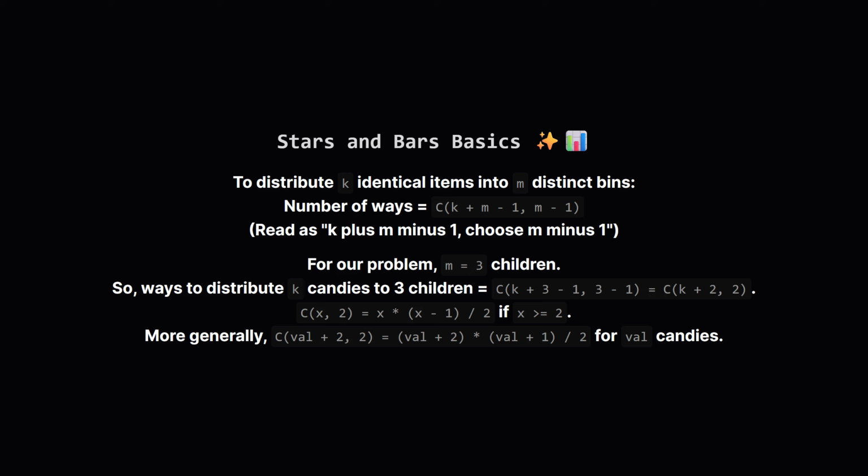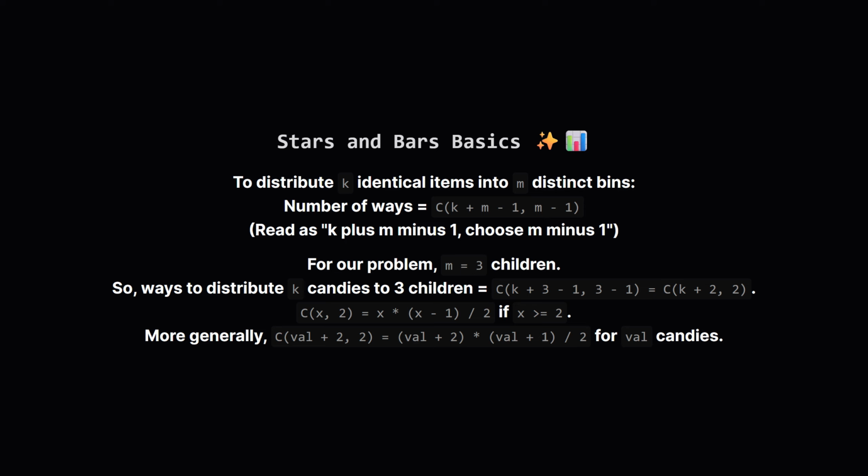To count these ways, especially the no upper limit part, we use a concept from Combinatorics, often called stars and bars. If you want to distribute k identical items like our candies into m distinct bins, our children, the formula for the number of ways is "k plus m minus 1, choose m minus 1." In our case we have 3 children, so m is 3. The formula becomes "k plus 3 minus 1, choose 3 minus 1," which simplifies to k plus 2, choose 2. This can be calculated as k plus 2 times k plus 1, all divided by 2, assuming k is not negative.